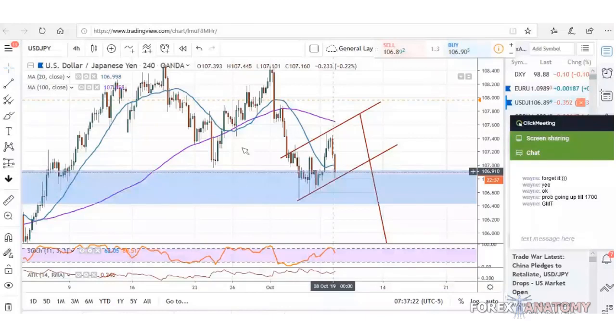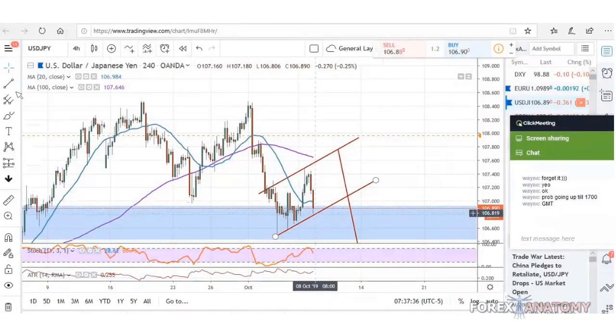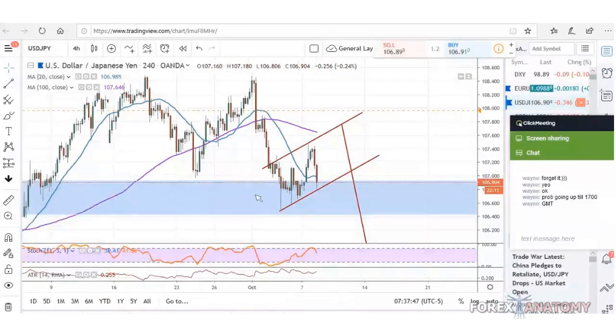So then we can look for a buying opportunity, and if you want to play it safe, just test the highs here. Because look for a buy. Let me just draw this in.